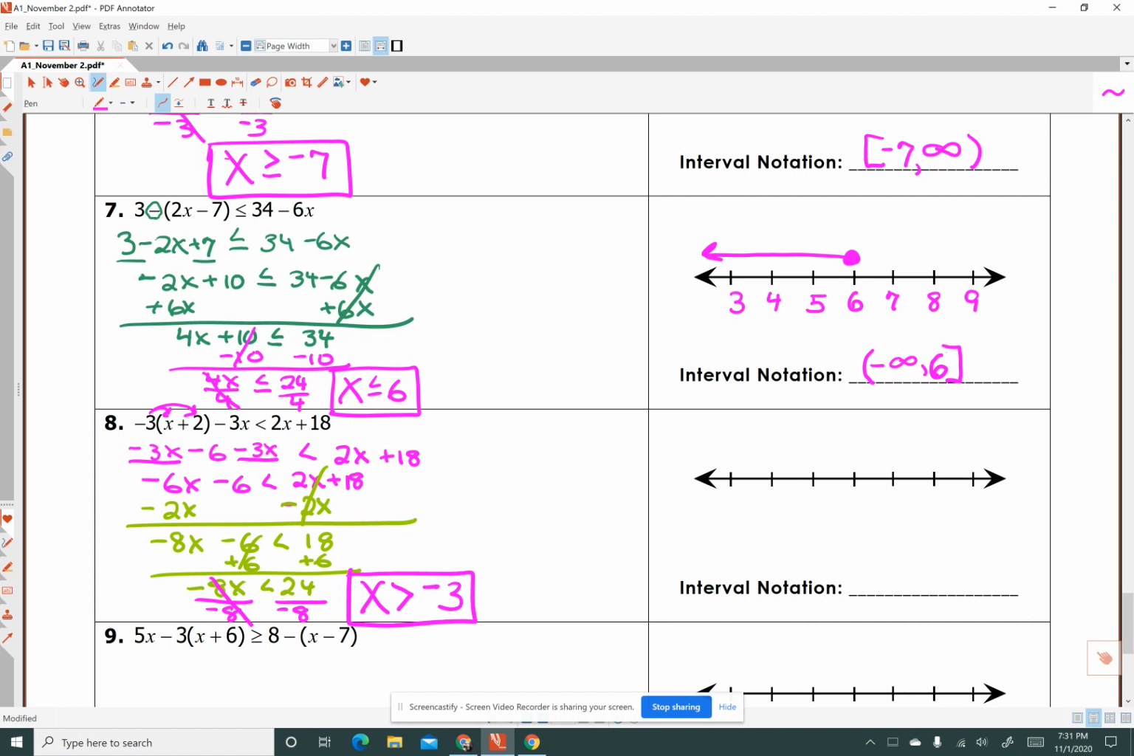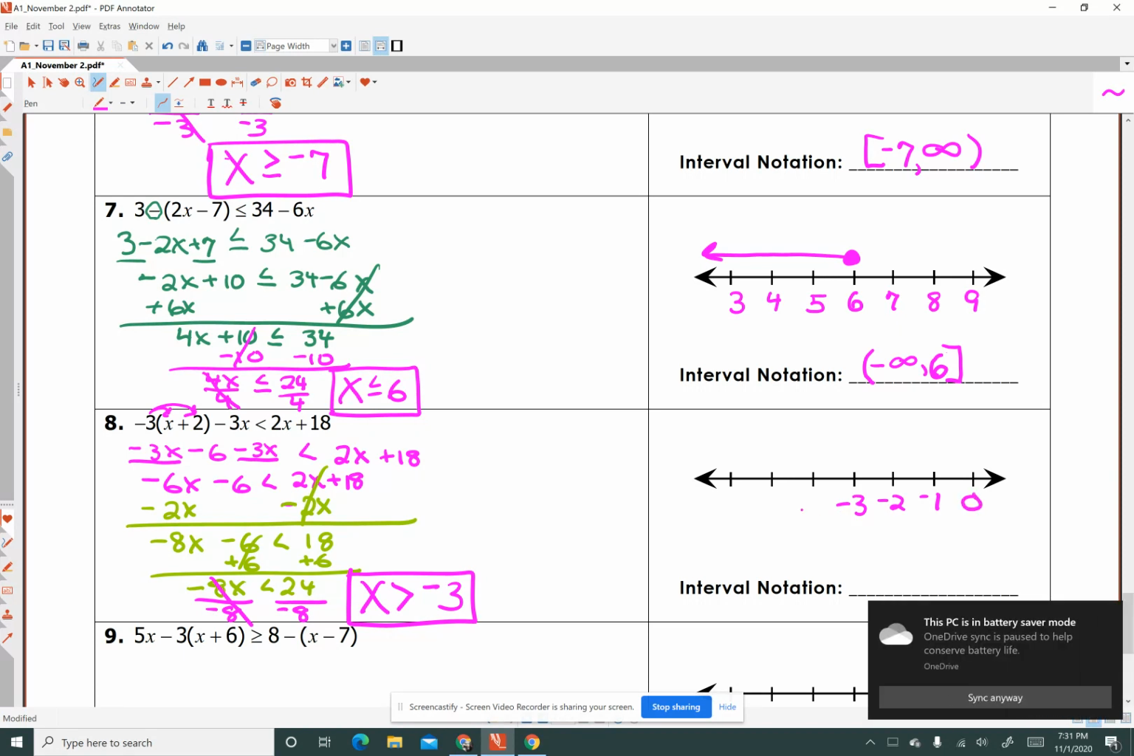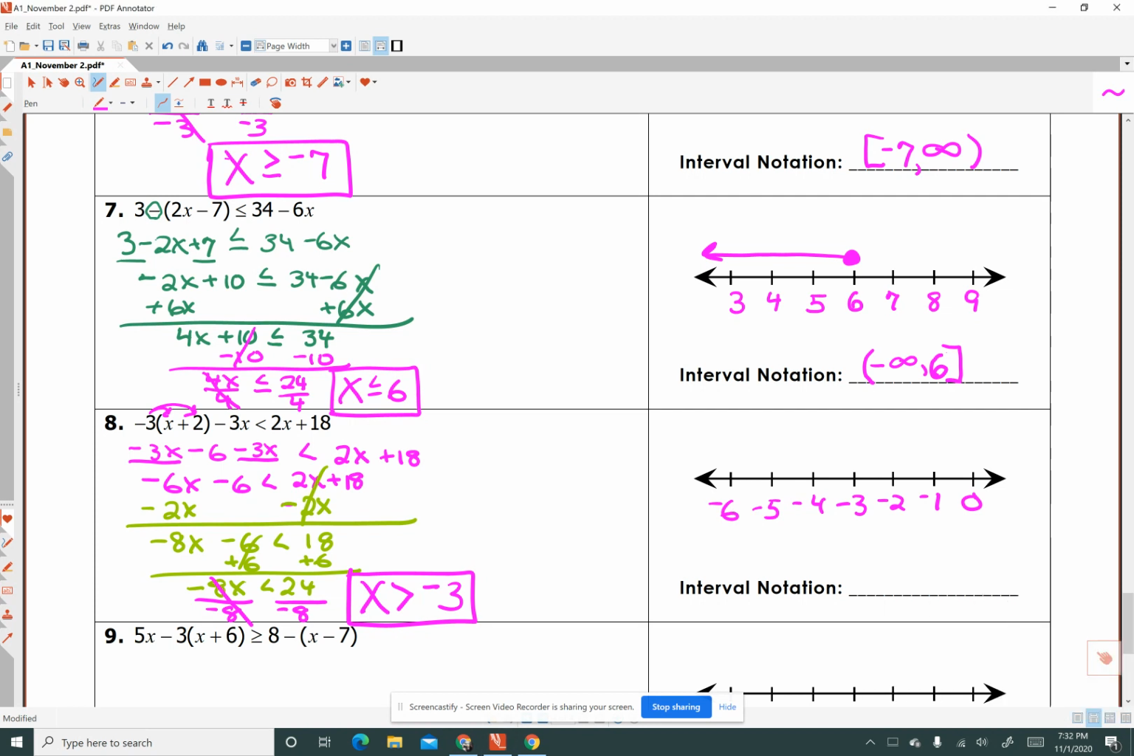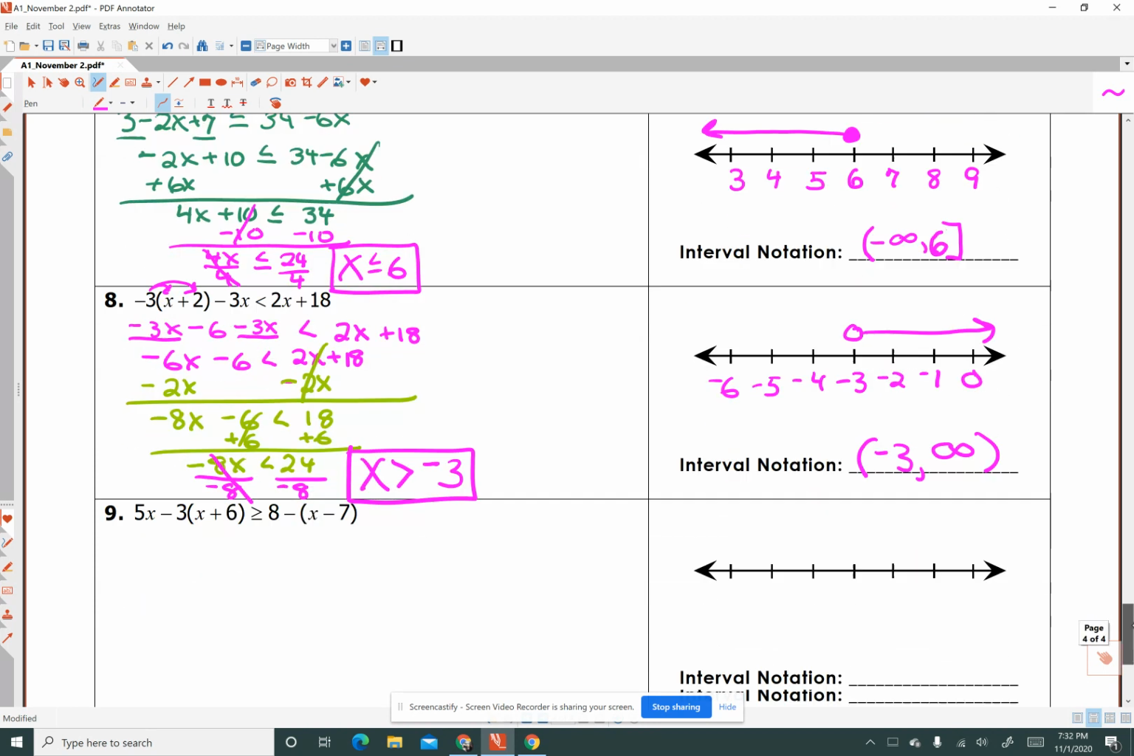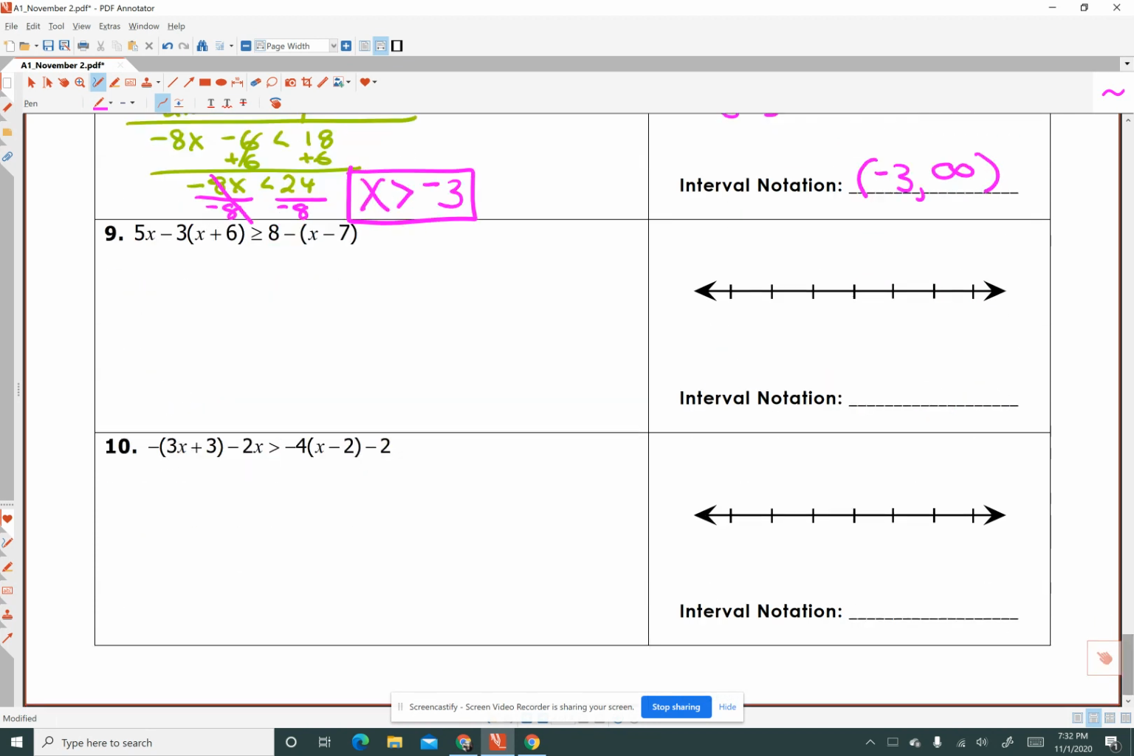So let's put our negative 3 here. Negative 2, negative 1, 0, negative 4, negative 5, negative 6. And let's see, open circle on negative 3, and our graph will go to the right. Interval notation, parenthesis, negative 3, comma, infinity, parenthesis. And let's do the last two problems before I run out of battery.